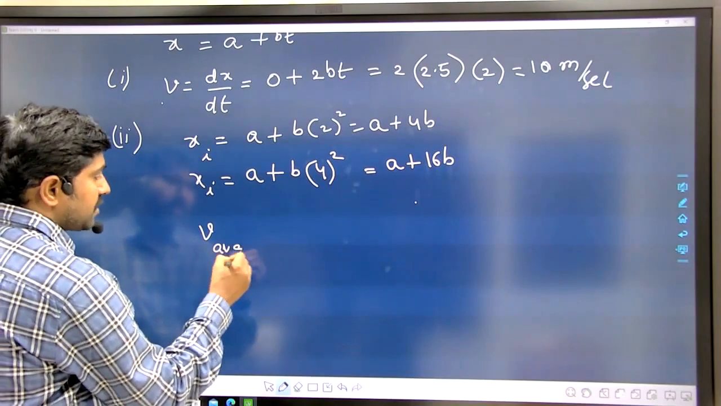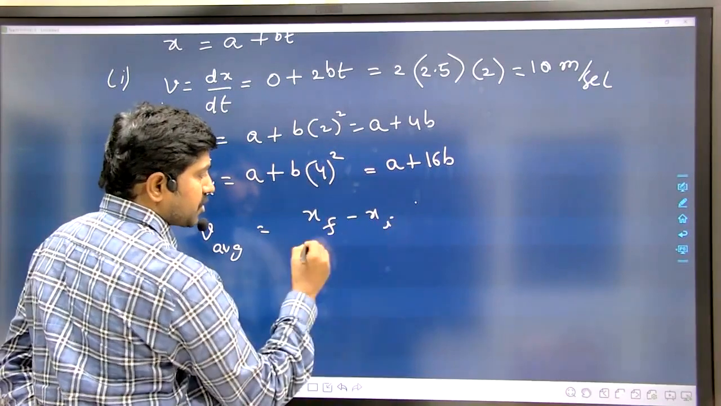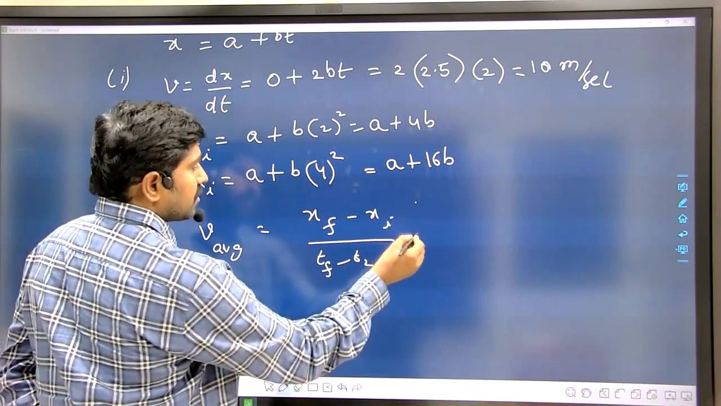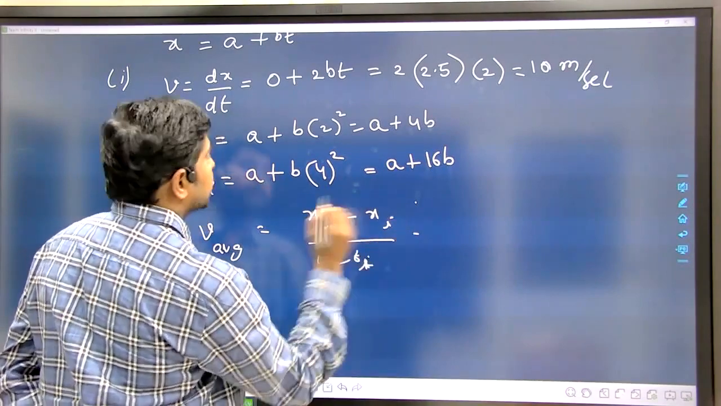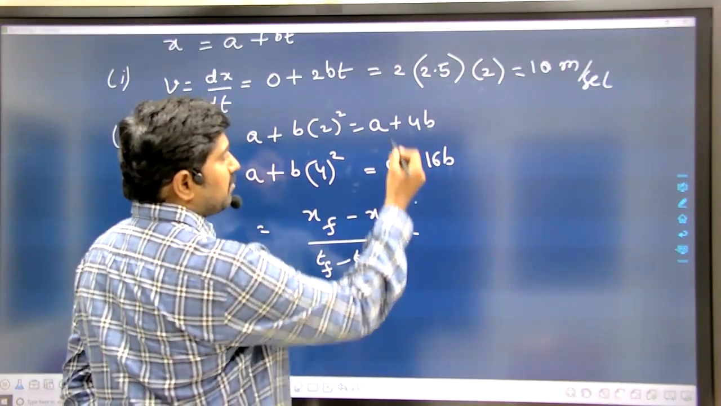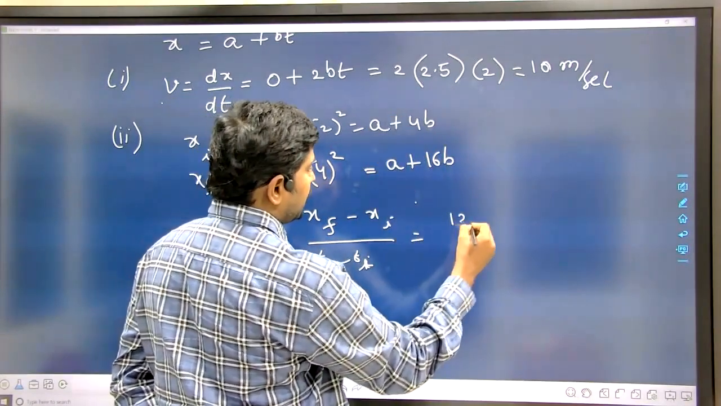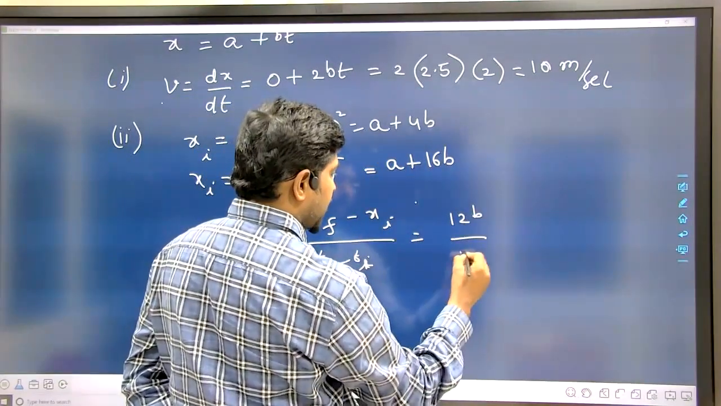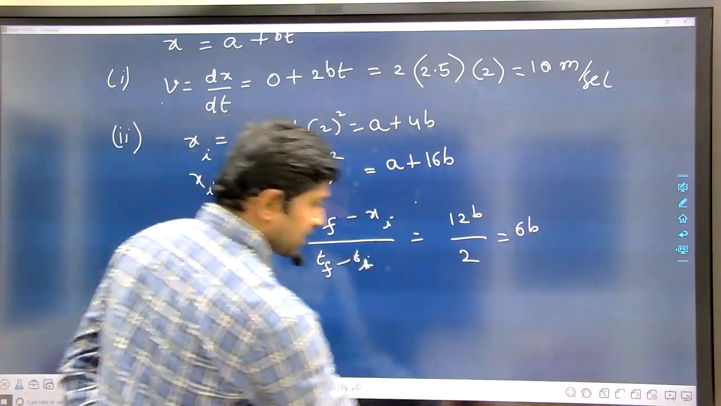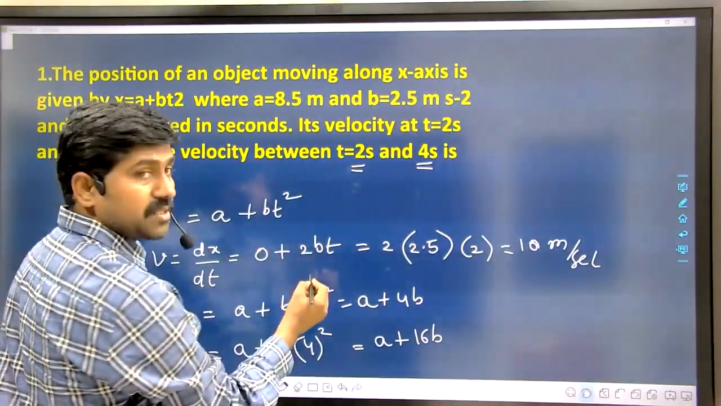V average is equal to displacement, that means x final minus x initial, by total time, change in time, t final minus t initial. What is the final position minus initial position? a plus 16b minus a plus 4b. The a and a will get cancelled. That will be 12b, by difference in time which is 2, and finally it will be 6b. And of course, what is the value given for b in the question? For b it is given 2.5 meter per second square, na?